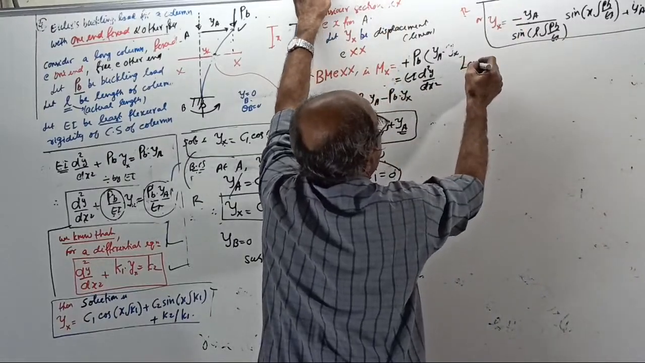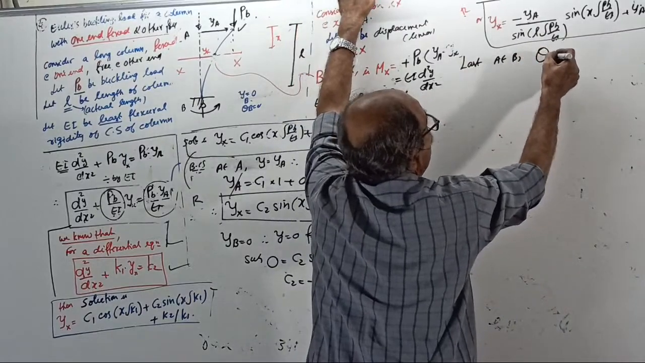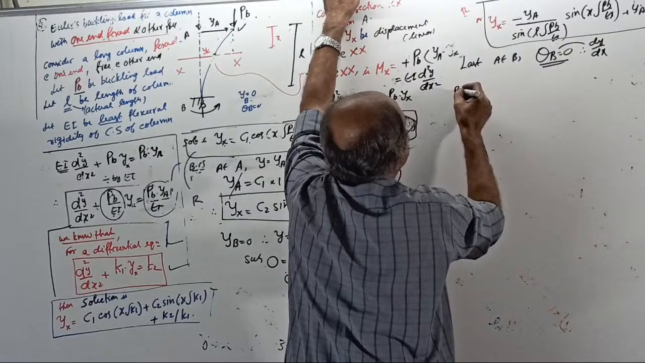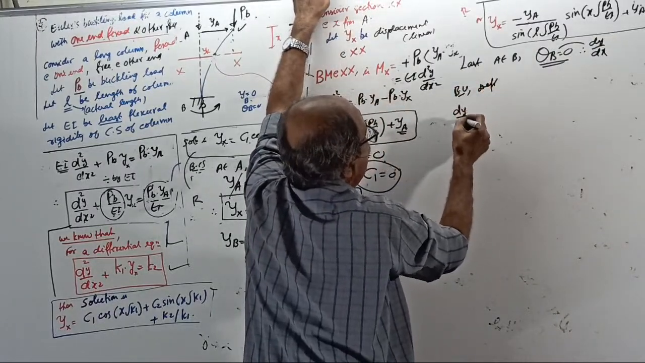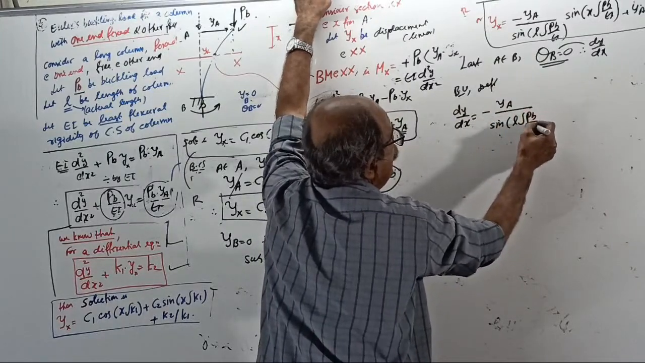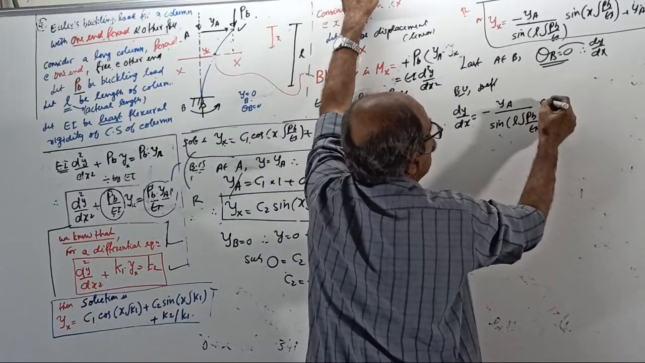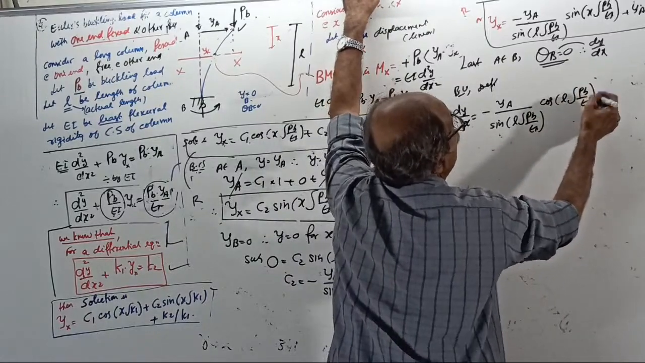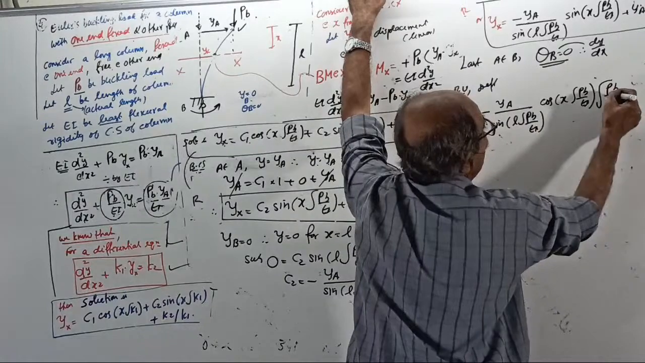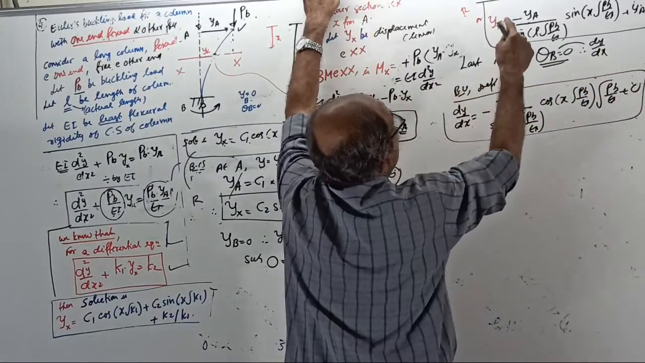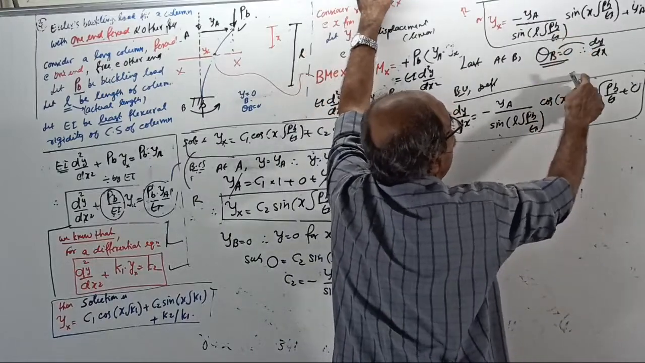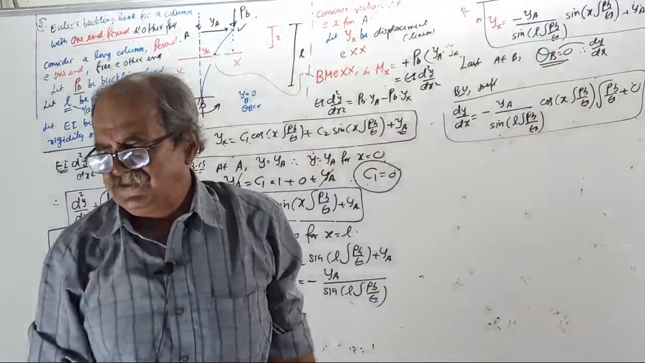Now, the last condition. At the point B, theta B equals 0. Theta is dy by dx, so before using this, first differentiate. dy by dx equals minus Ya divided by sin(L√(PB/EI)) into, sine becomes cos(x√(PB/EI)) into √(PB/EI), plus 0. The first term is a constant, and the constant Ya term differentiates to 0. Tell me if this is clear.